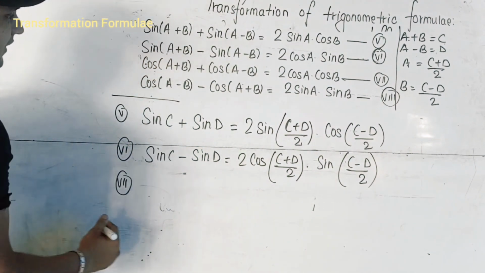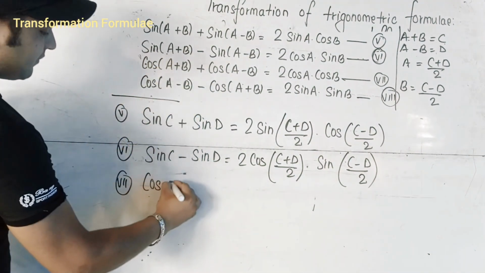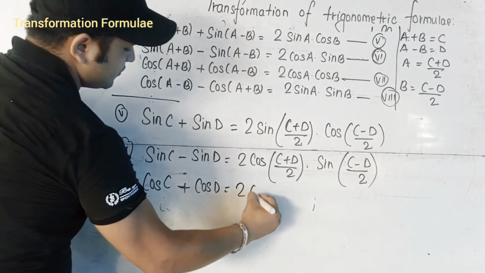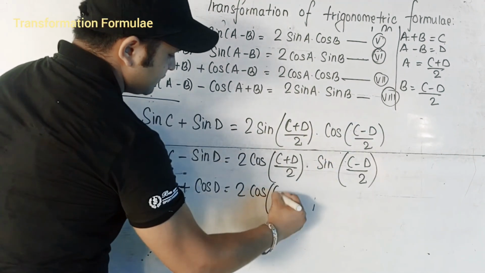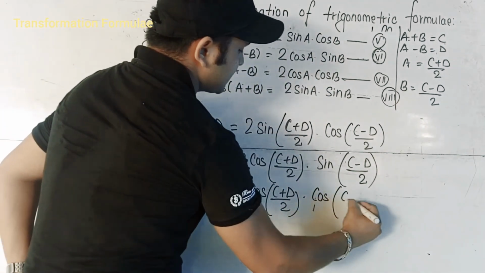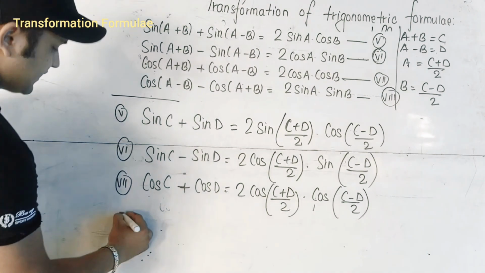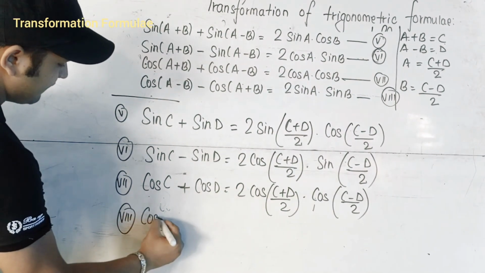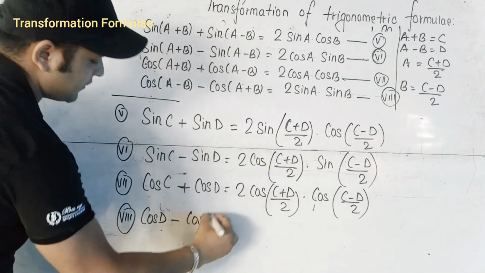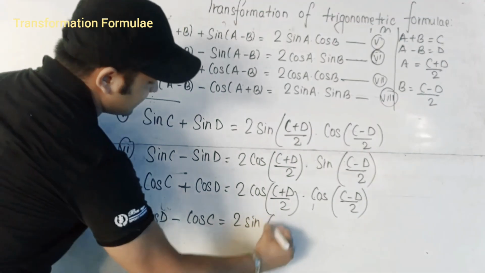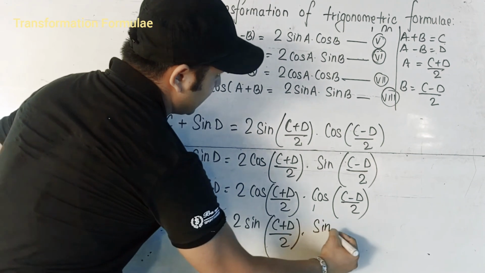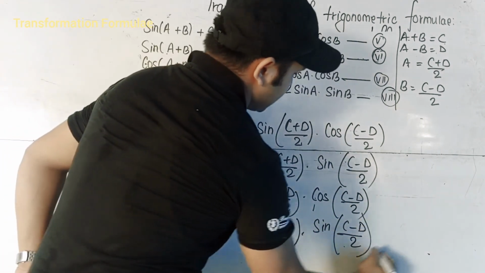Now doing the same thing for equation 7, you have cos(a plus b), which can be written as cos c, plus cos(a minus b), which can be written as cos d, equals 2 cos a cos b, where the value of a is (c plus d) by 2 and the value of b is (c minus d) by 2. Lastly, in equation 8, in place of cos(a minus b) you can write cos d, minus cos(a plus b) you can write cos c, equals 2 sin a sin b. In place of a we write (c plus d) by 2, and in place of b we write (c minus d) by 2. So we get this formula.